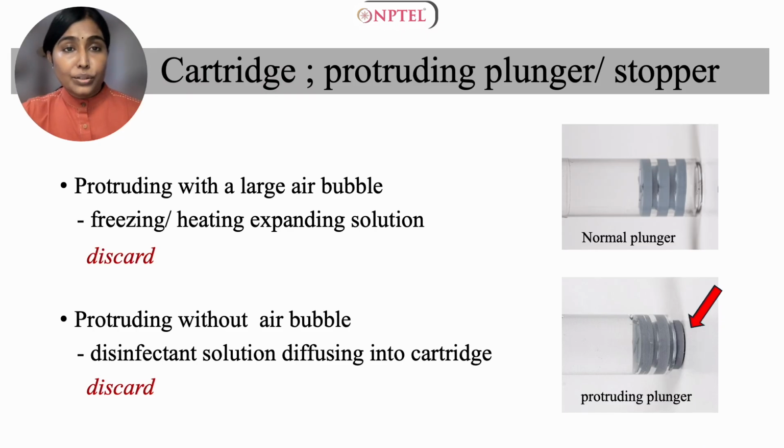Ideally, the plunger should be fully inserted into the cartridge. If the plunger protrudes and is accompanied by a large air bubble, this indicates that the cartridge was exposed to freezing or heating, which causes the liquid inside to expand. On the other hand, if the plunger protrudes but there is no air bubble, it is because the cartridge was immersed in a disinfectant solution and the solution was able to diffuse into the cartridge. In both the cases, do not hesitate. The cartridge should be discarded as the anesthetic solution is contaminated for sure.